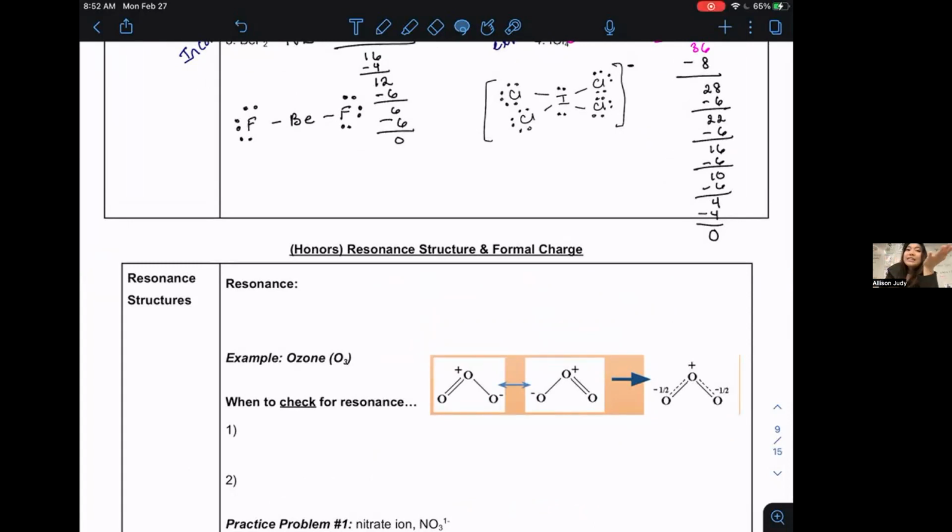If we have a variance amount of possible structures for the same compound that, again, follow all the rules, well, how do we know which one is going to be the most likely? Okay. That's where formal charges come into place. And there are a bunch of rules that you have to memorize with how to assign the formal charges and interpret them so you know which structure is most likely. That is honors task. And that can be found on my website and my Canvas.